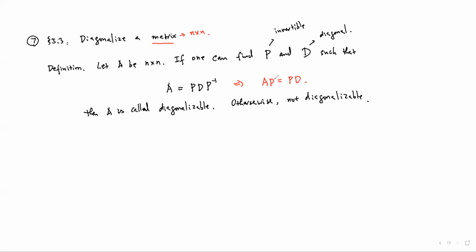Because the columns of P are eigenvectors and the entries of D are eigenvalues, how to diagonalize a matrix? Two steps. To diagonalize a matrix A, two steps. Step 1.